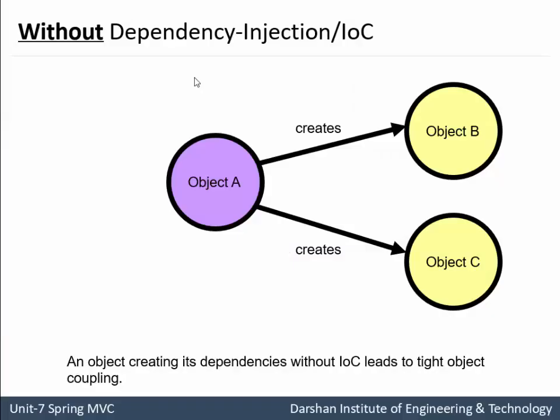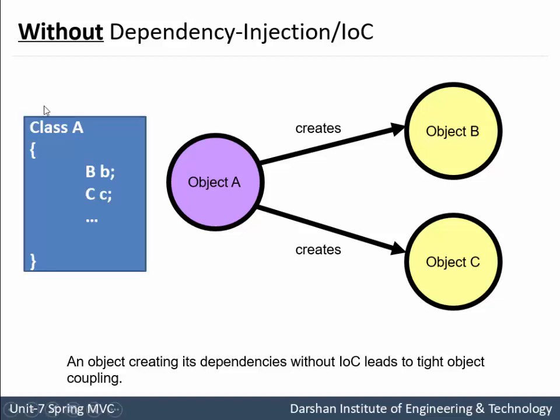So let us start. First of all, simple Java classes without dependency injection or inversion of control, that is IOC. Now what happens when we are working with different classes in Java? For example, if I am having classes A, B and C, which can be instantiated with the help of their objects A, B and C respectively. Let's say if class A wants to instantiate class B and C, then it will create their objects. Class A will create objects of class B and C.